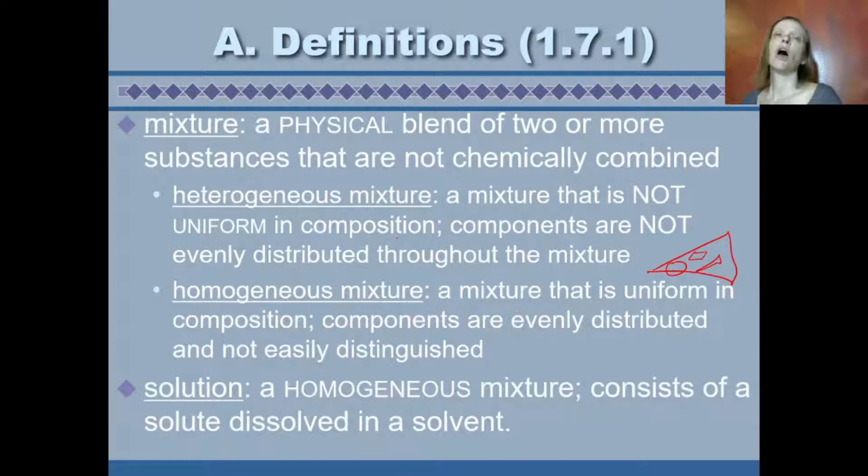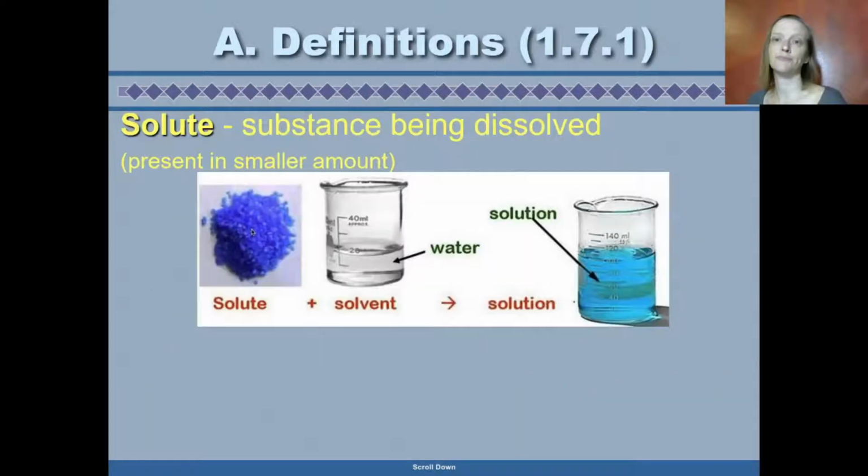Solutions are homogeneous mixtures. They consist of a solute dissolved in a solvent. Solute dissolved in a solvent. So I've got two more vocabulary words here. But before I get into those two vocabulary words, I just want to again stress the idea that solutions are homogeneous. They are uniform throughout. That is what makes them a solution. So let's look at these words solute and solvent.